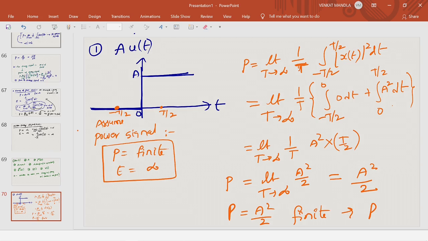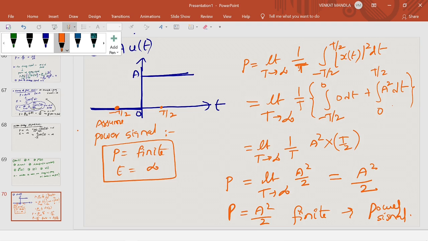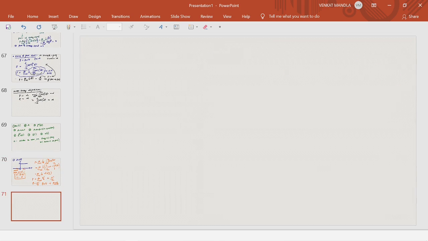So it is a power signal. I got power is finite, so it is a power signal. And what you have to show is that its energy should be infinite. How to show that? What is the energy formula? Energy equals integral of minus infinity to plus infinity magnitude of x of t whole square dt.